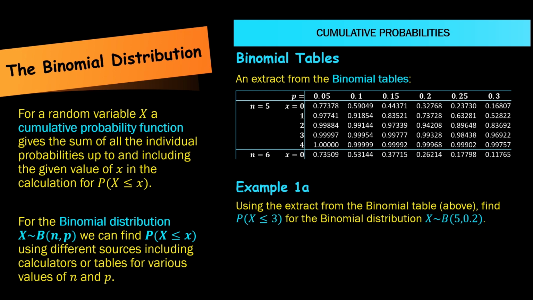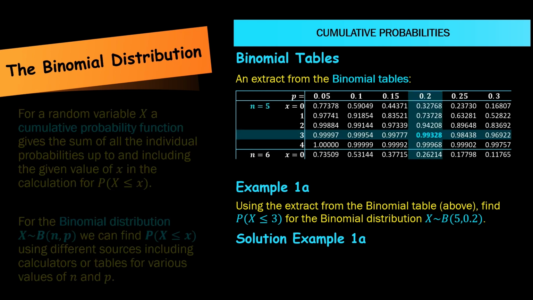So let's have a go at example 1 part A first. Using the extract from the binomial table on your screen, find the probability that x is less than or equal to 3 for the binomial distribution x distributed binomially with n equals 5 and p equals 0.2. So let's solve this.